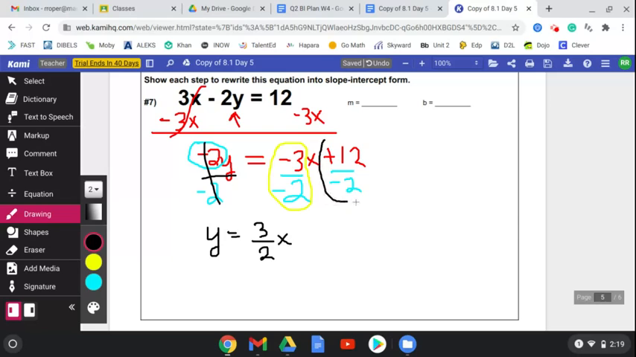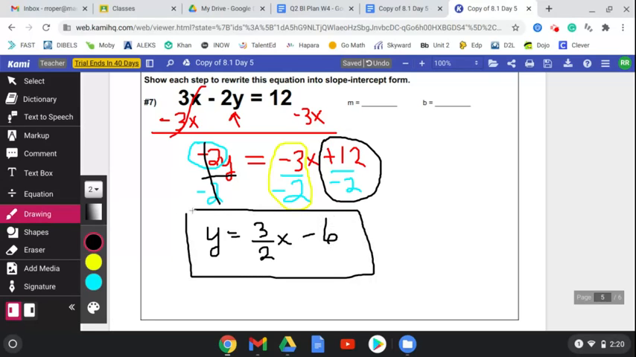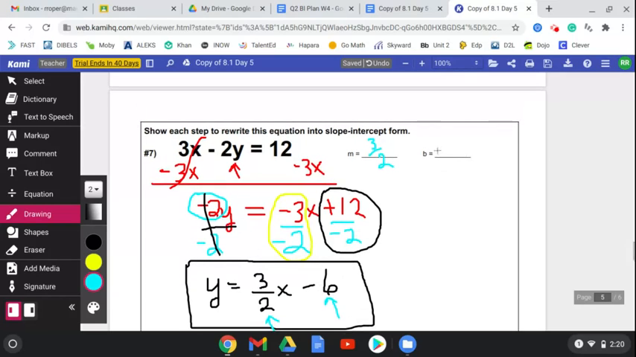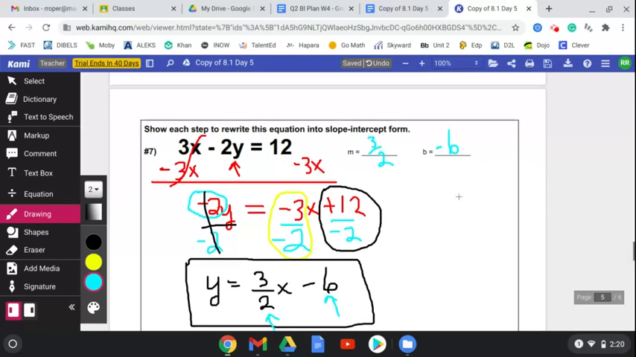Okay, then you got 12 over negative 2. What's 12 divided by negative 2? Negative 6. So this right here is slope-intercept form. What's m? M is the number in front of x. So that'd be 3/2. M is 3/2. B is my constant term. Is that term right there a 6? Nope, not a 6. I know it's not a 6 because it doesn't say plus 6. It says -6. So this is a negative 6. That's where it will cross the y-axis, at negative 6.